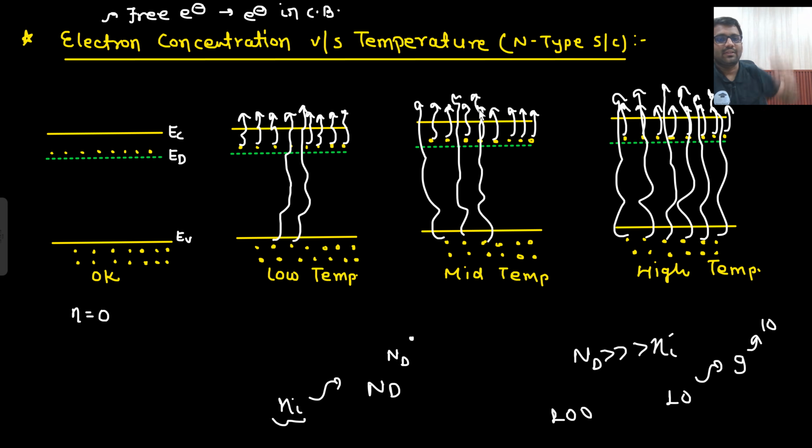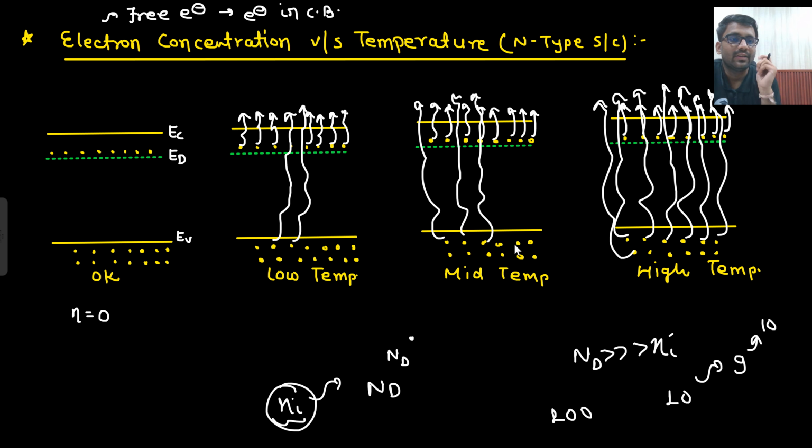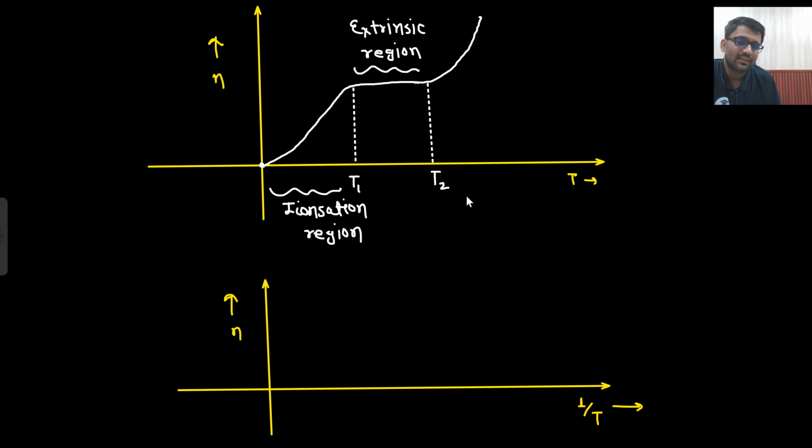But if you kept on increasing the temperature, how were you getting this Ni? You were getting it because some electrons were going from here, and why were these electrons going? Because of the temperature only. If you have increased the temperature very high, that means a lot of electrons have got thermal energy. So these electrons are excited because of the thermal energy, not because of the donor level. If the electrons are coming from the valence band, that means they are coming because of the thermal energy. And this thermal energy phenomenon happens majorly in which kind of semiconductor? Intrinsic semiconductor. So this particular region is known as the intrinsic region.